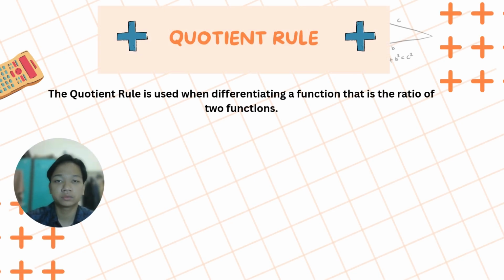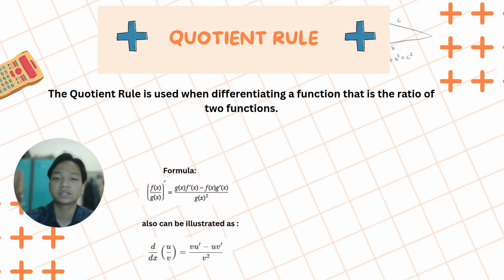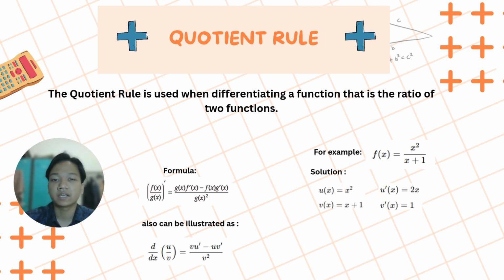Next, we go for the quotient rule. The quotient rule is used when differentiating a function that is the ratio of two functions. The quotient rule also has a formula, but it's a bit complex, which is vu prime minus uv prime divided by v squared. Let me explain the formula based on this example. First step, we need to label the numerator and denominator as u and v. Second step, we need to differentiate both of the terms. Third step, substitute the values into the formula. And lastly, simplify the expression.